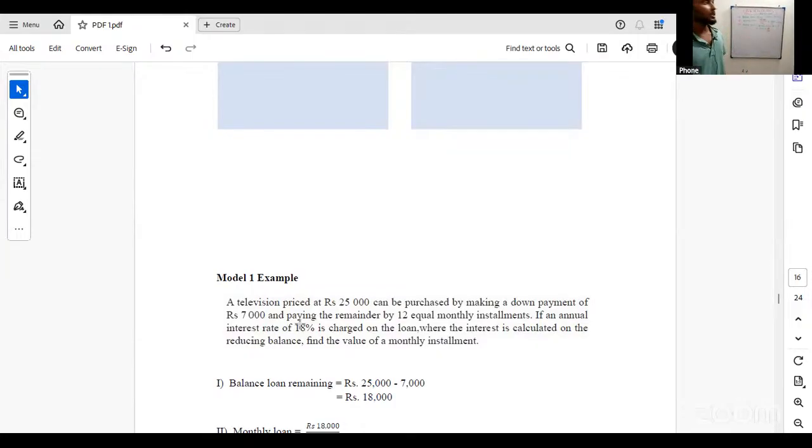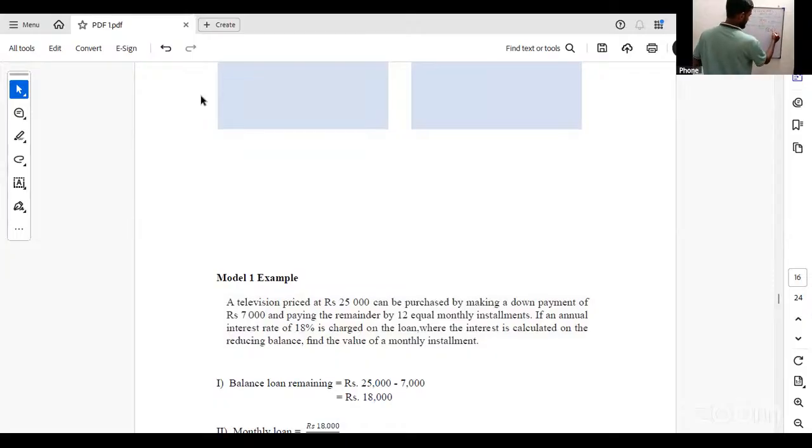So, how to convert this into a monthly interest percentage? You have to divide this by 12. Divide this percentage by 12. So you can take the annual interest percentage, divide by 12, and that will give you the monthly interest percentage. I hope it's understood. Then you can find this answer.